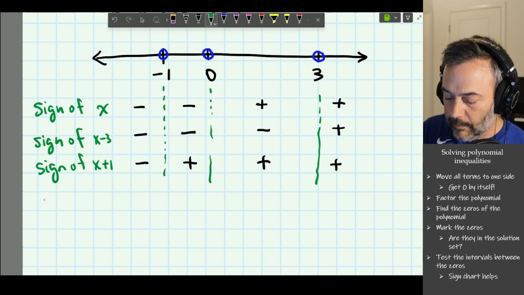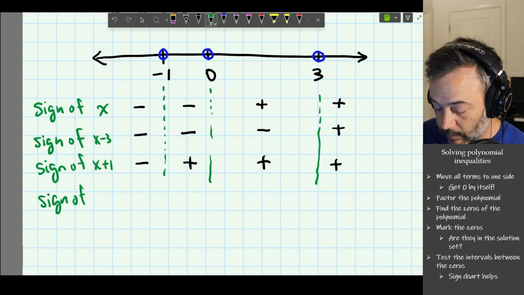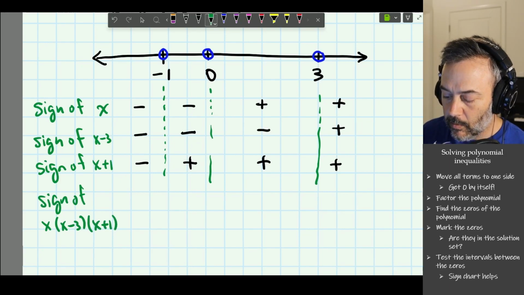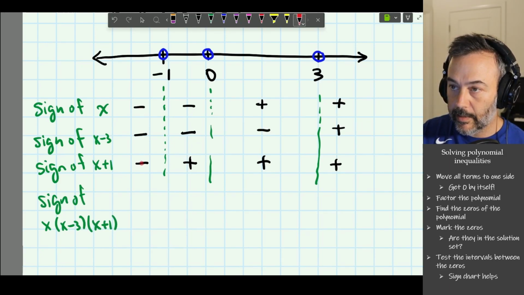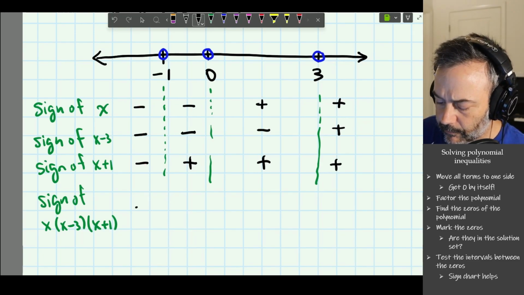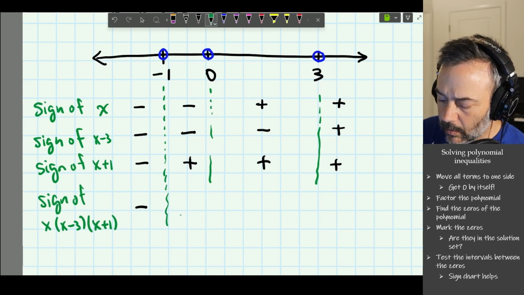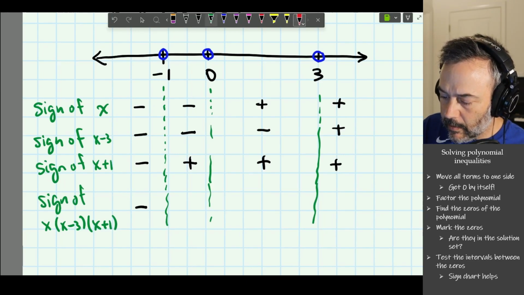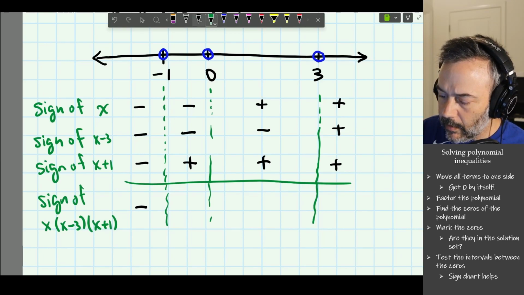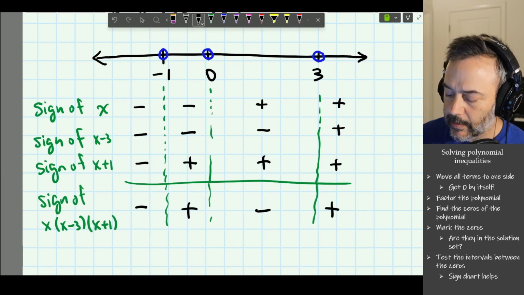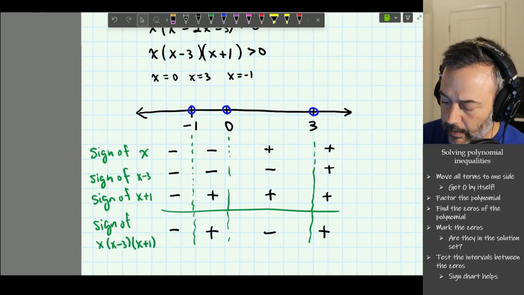So what is the sign of the whole product? What is the sign of x times x minus 3 times x plus 1? Well, it's the product of these signs. A negative times a negative times a negative is a negative. A negative times a negative times a positive is positive, and this is going to be negative, and this is going to be positive. So now we need to go back and think.